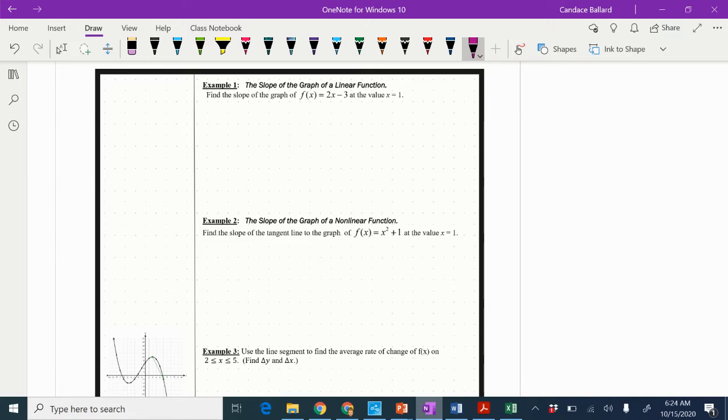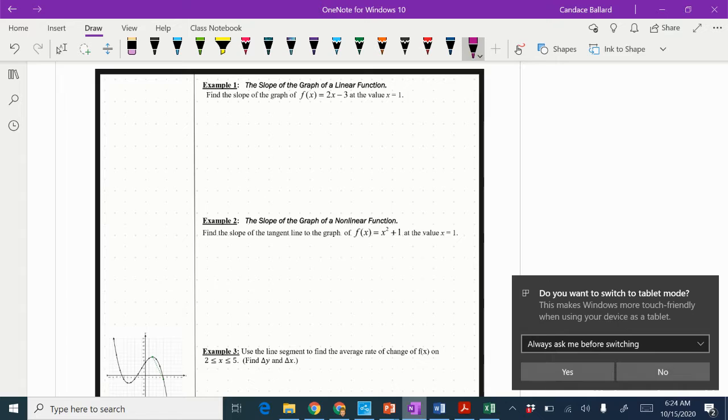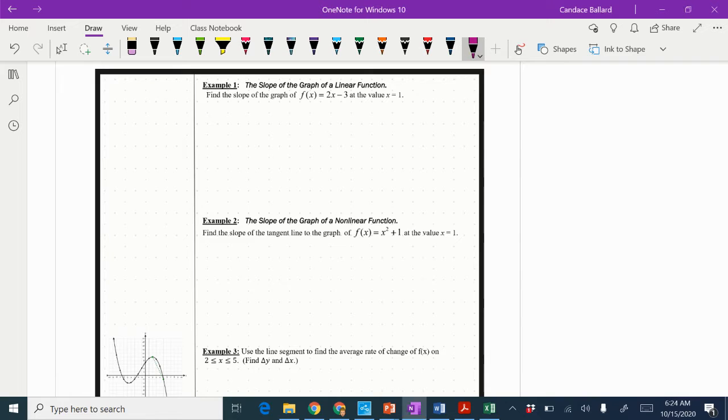So we are still continuing topic 2.1, and we're going to look at examples 1 and 2 in this video. These two examples, we might not see any like it in the homework, but we are going to start building towards what we're going to start seeing tomorrow. So we're going to be finding the slope of the graph of a linear function. Now, granted, you guys already know that the slope of this should be 2, right? We've seen that since Algebra 1.